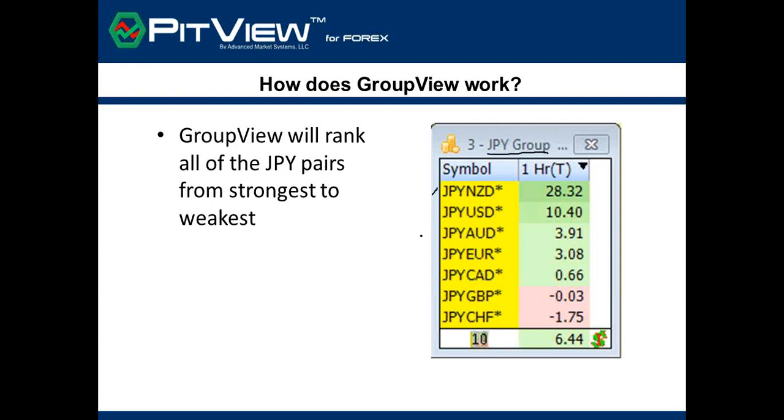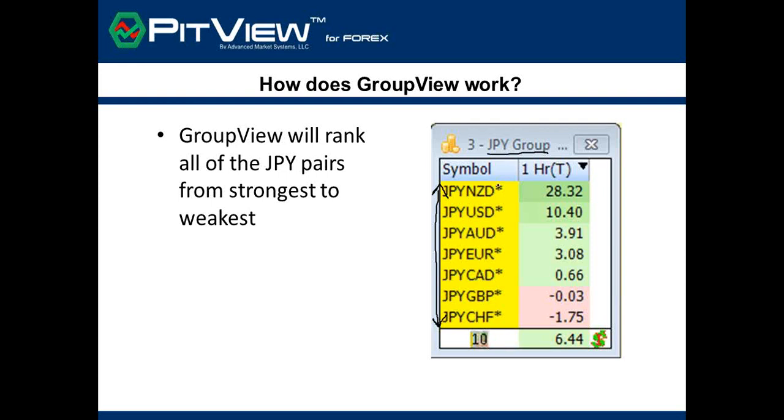But in this case, we double check it by going to GroupView, and now this list, okay, we know the yen is strong. So which currencies, from strongest to weakest, is the yen strongest to weakest against? Which one is it most well bid? Which one has the most buying pressure of yen versus another currency?